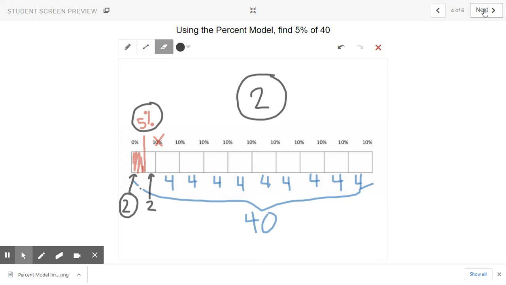So I got rid of 10%. So the first half represents 5%. The second half represents 5%. That means 4 would also get changed: 2 and 2 to represent the whole box. So 5% equals 2.